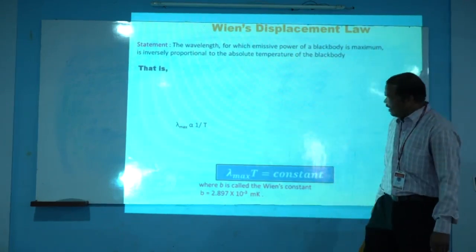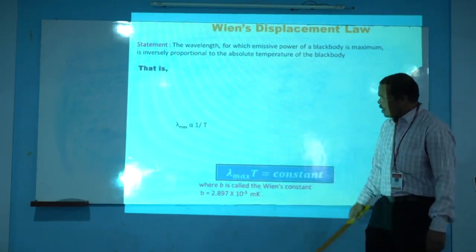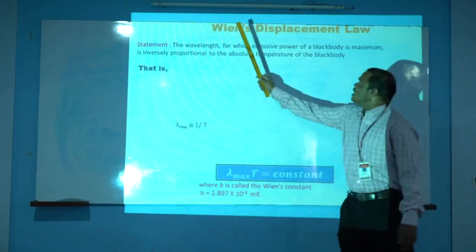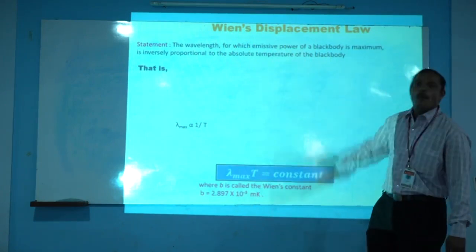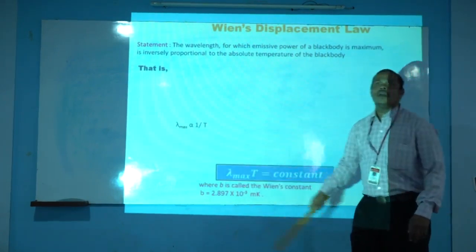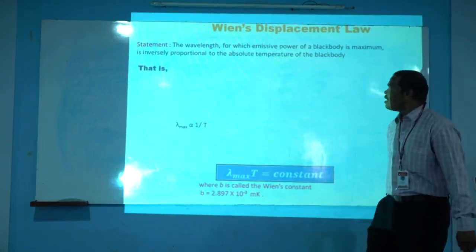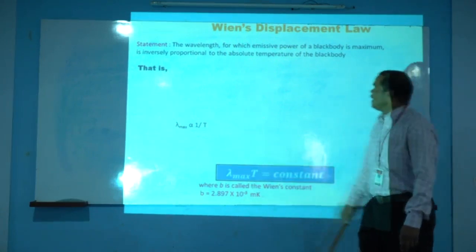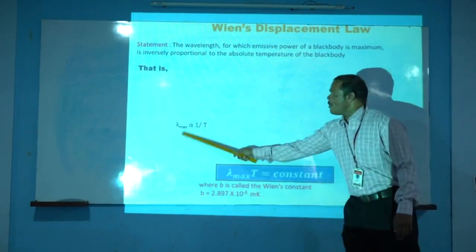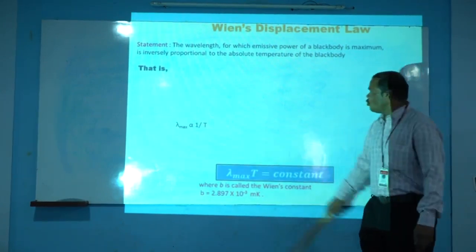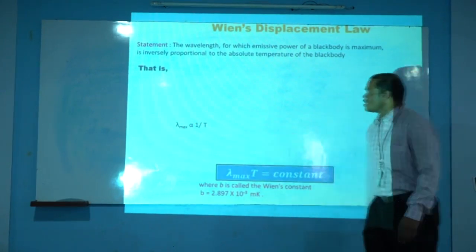Mathematically, we can write lambda max is inversely proportional to temperature, where lambda max is the wavelength for which the black body has maximum emissive power, or the wavelength for which intensity of radiation is maximum, and capital T is the absolute temperature of the black body. Then lambda max is inversely proportional to temperature. Remove this proportionality sign, introduce the constant.